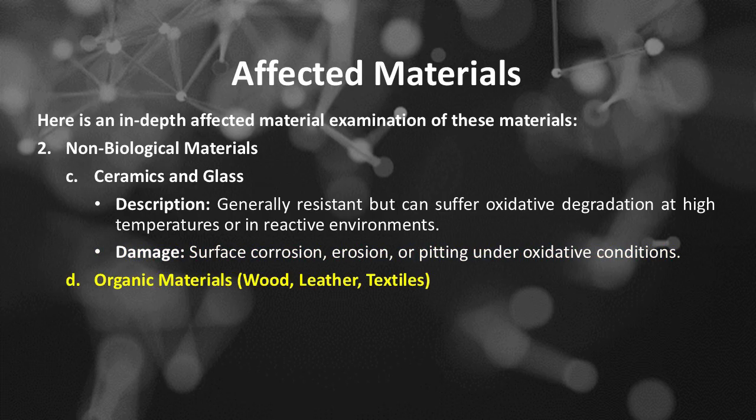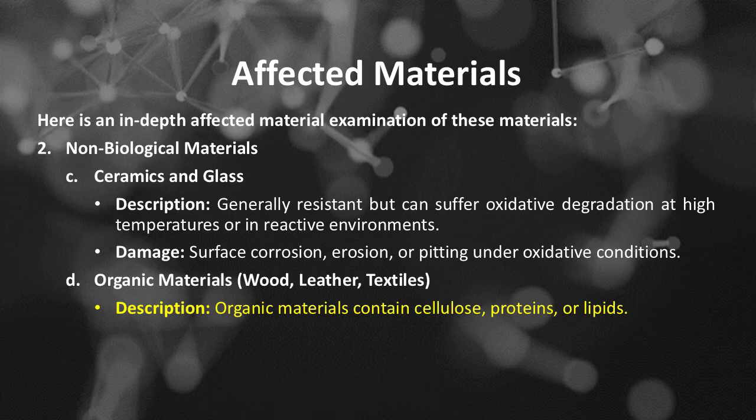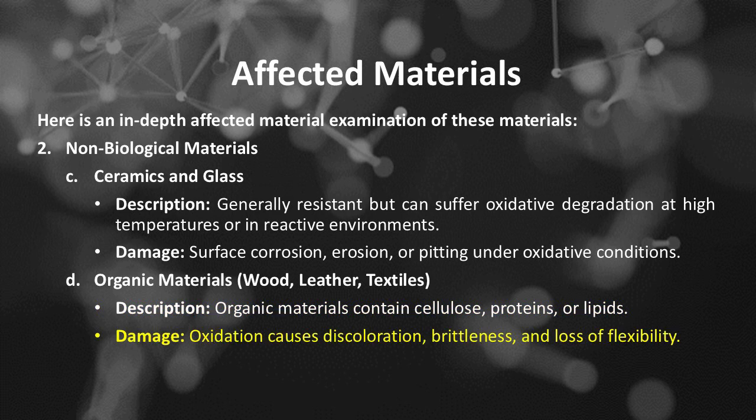Number D of non-biological materials is organic materials, such as wood, leather, textiles. Organic materials description: organic materials contain cellulose, proteins, or lipids. Organic materials damage: oxidation causes discoloration, brittleness, and loss of flexibility.